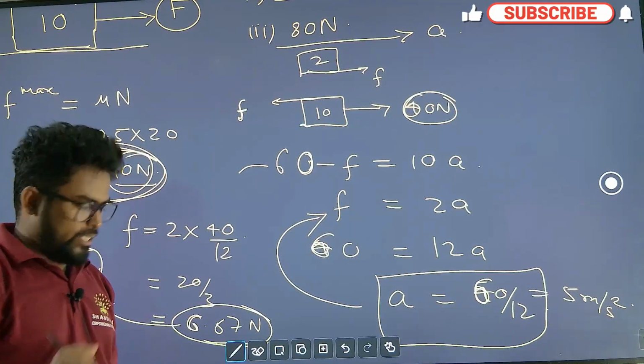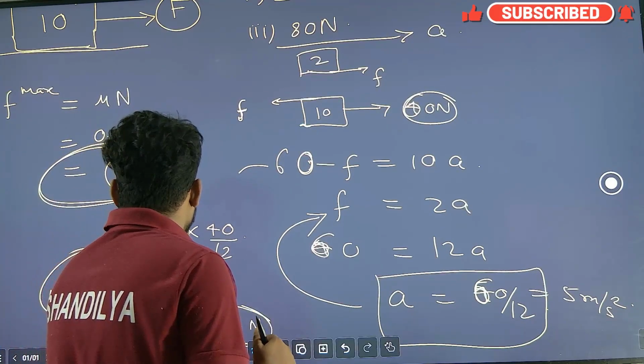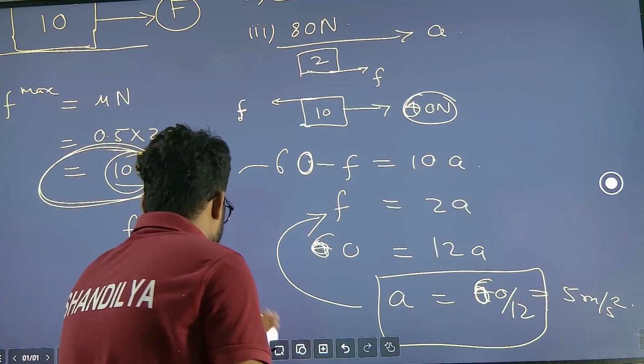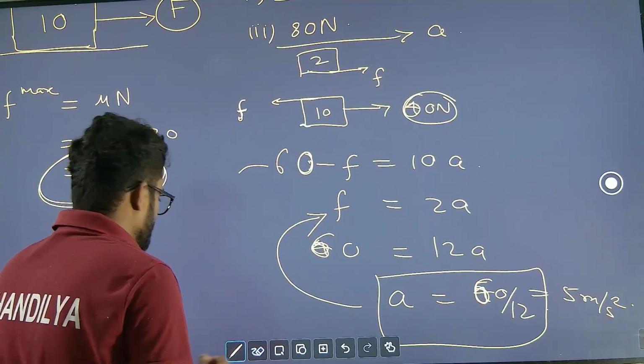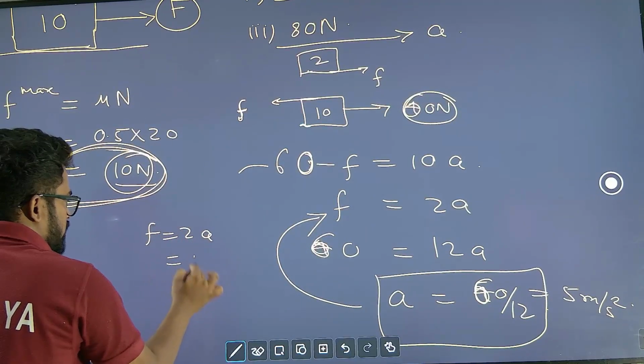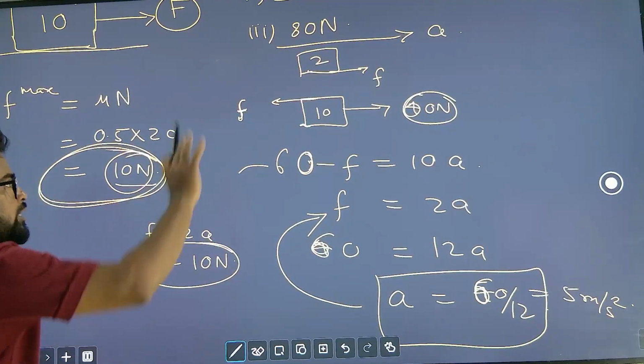5 meter per second square. Good. Let's calculate the friction value then. If acceleration is 5 meter per second square, then how much friction is required? How much friction is there in between? So friction would become 2 into acceleration, that is 10 Newton. Okay, that is our required friction to take the blocks together.